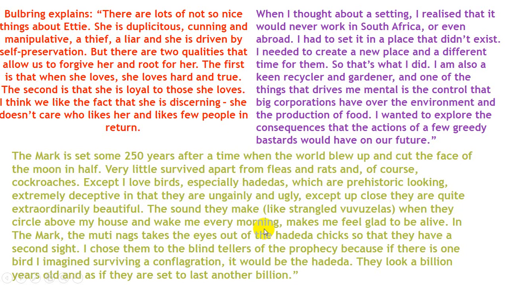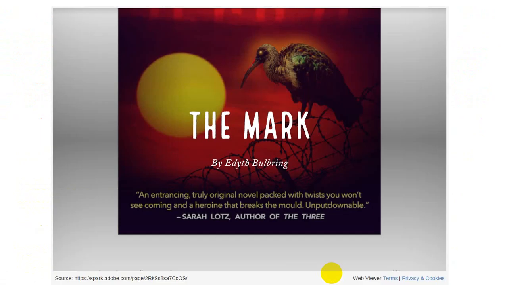And she talks about what survived: fleas, rats and cockroaches, and hardy-dars, and why she loves hardy-dars, how they appear ungainly and ugly but are actually graceful and beautiful, and how the mooty nags take the eyes out so that they have second sight, and she's chosen them to be the blind tellers of prophecy. They have an important role to play. They move the plot along in various different ways, which we'll look at just now.